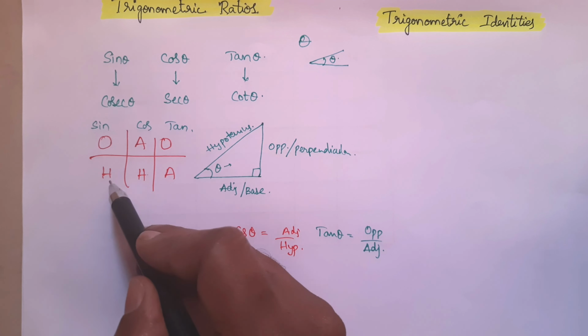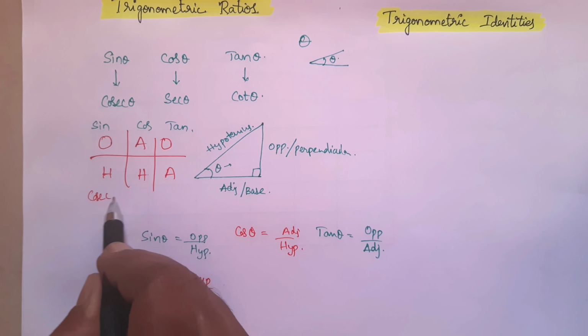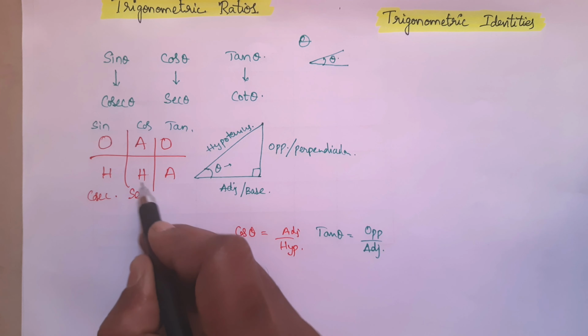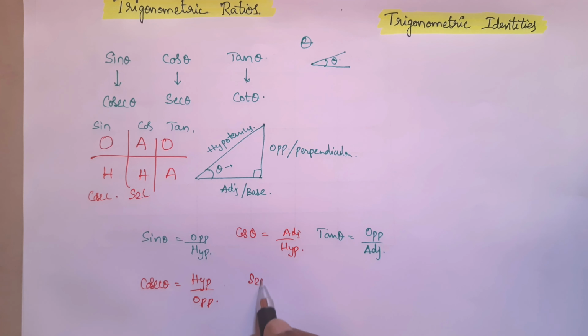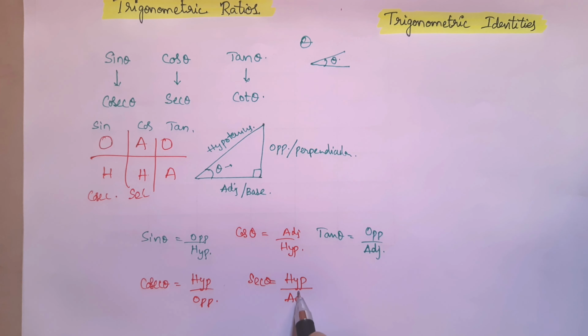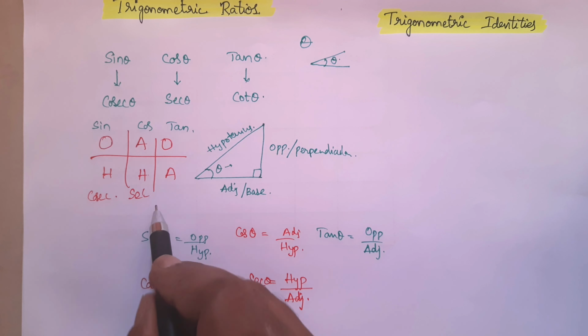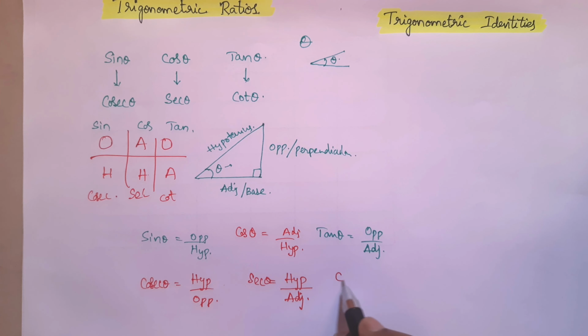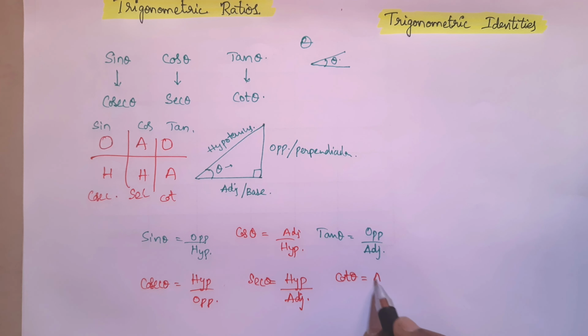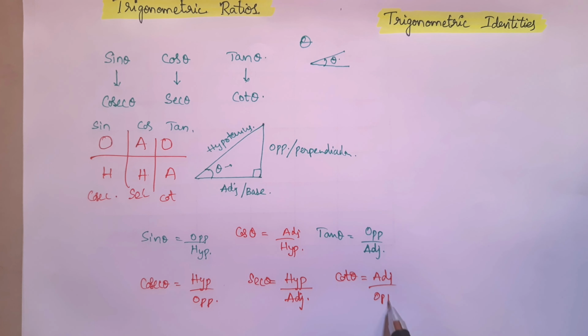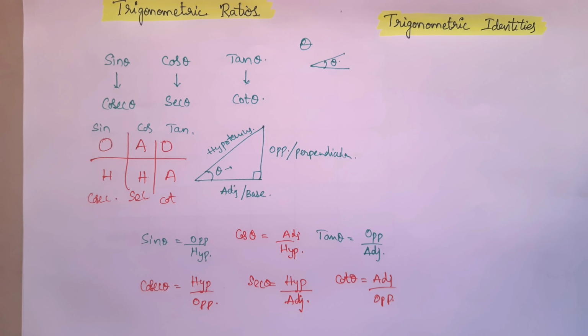So that is called here H by O. So this is cosecant and this is secant, H by A. Secant is nothing but H by A, which is hypotenuse divided by adjacent, and then here this will be called cot. Cot theta is equal to adjacent by opposite. Okay, like this, quite opposite to this. So that's why I call these siblings.